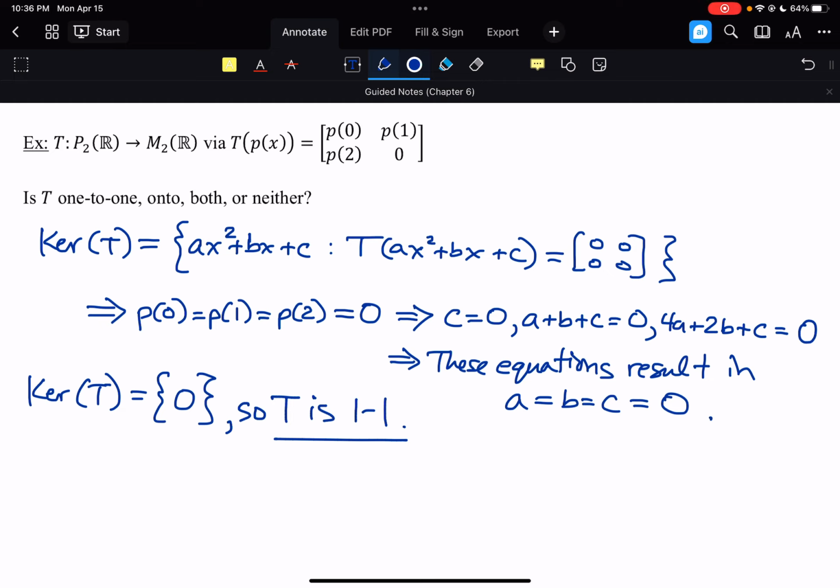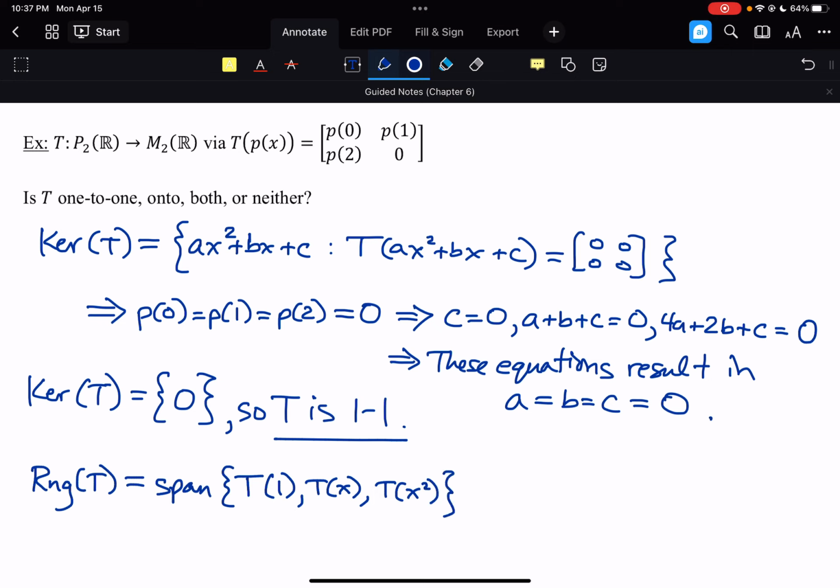Now the next question, what about the range? Because we know that it is 1 to 1, but it could still be both, so we need to figure out whether it's onto or not. So we need to look at the range of the transformation. The range of T is going to be the span of the standard basis for P2 transformed. So that's 1, x, and x squared. Again, that's the basis for P2, and we transform each of the elements of that basis.